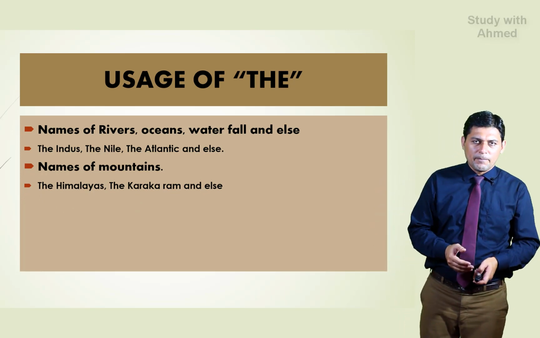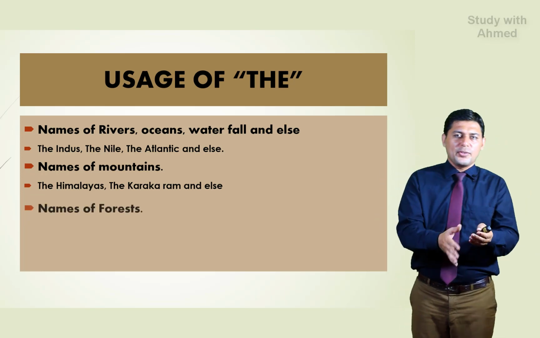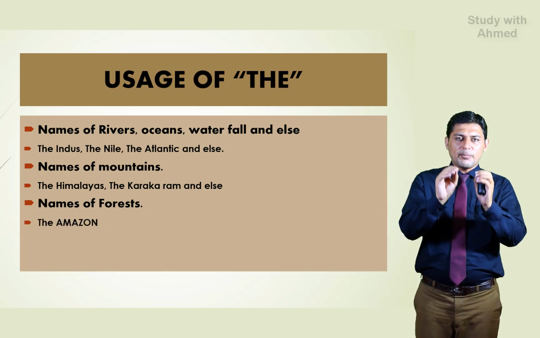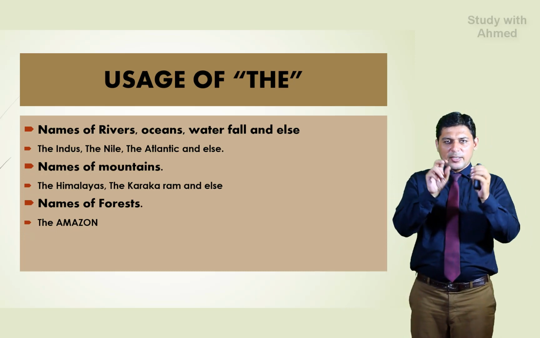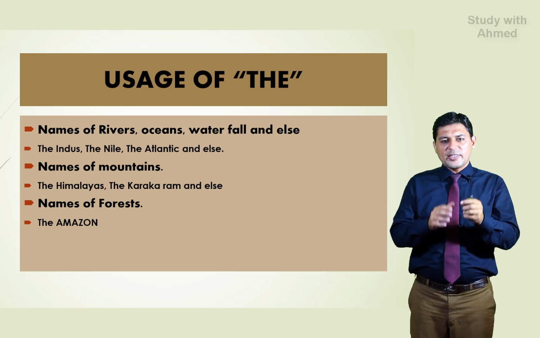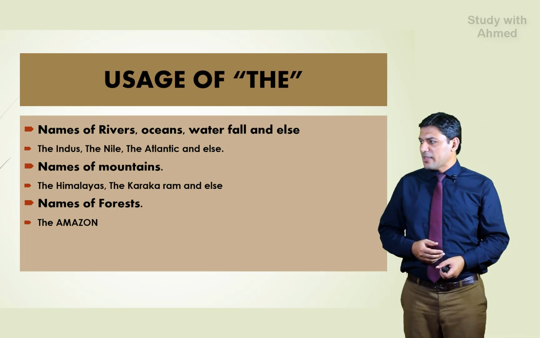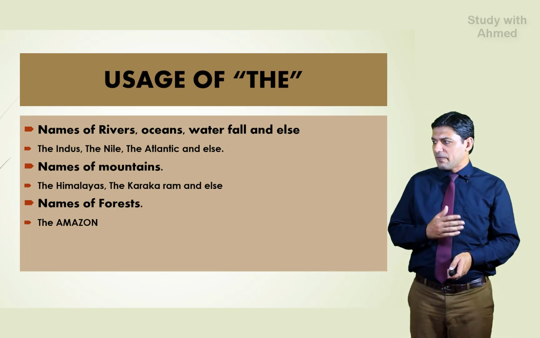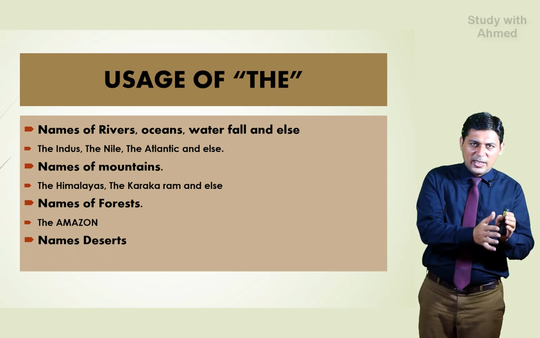Name of forest, with all kinds of forests. Very common and famous is Amazon. So Amazon is the name of a forest. But Amazon is also the name of a company and a website. If it is written as a website, we don't use "the" with it. But if Amazon is written as the name of the forest, you will use "the". Right? Second is names of deserts. All kinds of deserts. The very famous desert is the Sahara Desert. So with the name of a desert we have "the".